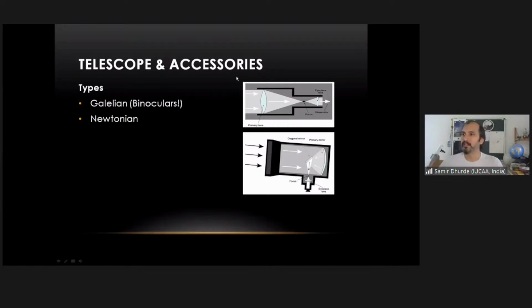And in the Galilean type, as you can see, these are the parallel rays coming from far off, from objects which are almost at infinity, like stars and planets, can be, for our convenience, considered to be at infinity, giving parallel rays to us. And that is focused by this lens to a point which is called the focus.